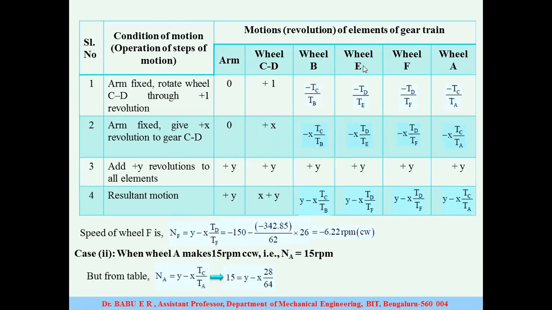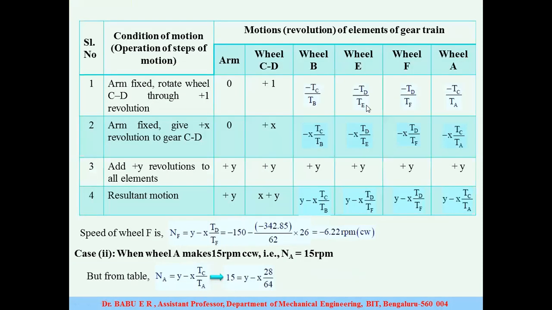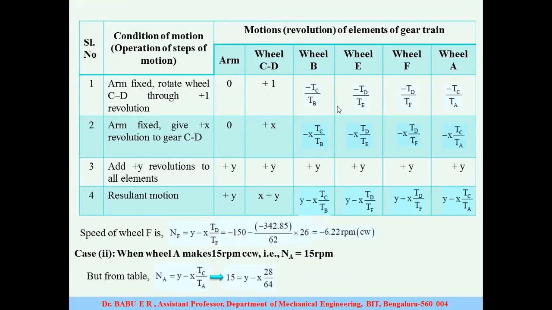Now you go for wheel E. Where is wheel E? Wheel E is over here. This wheel E is driven by which gear? It is D. Now the CD is the driving gear, which I am giving +1 revolution. So the number of revolutions of this gear E will be TD by TE, and minus. When you rotate this in clockwise direction, this will rotate in counterclockwise direction. So both will rotate in opposite direction, hence it will be a negative sign.